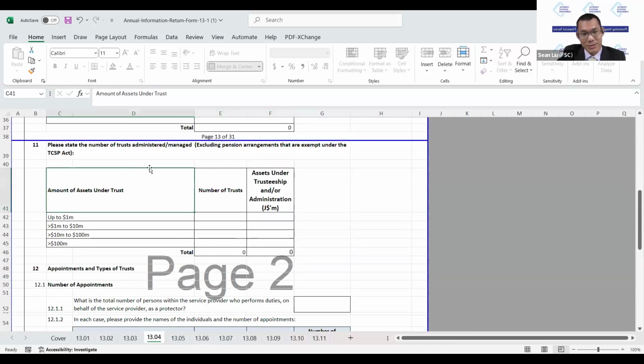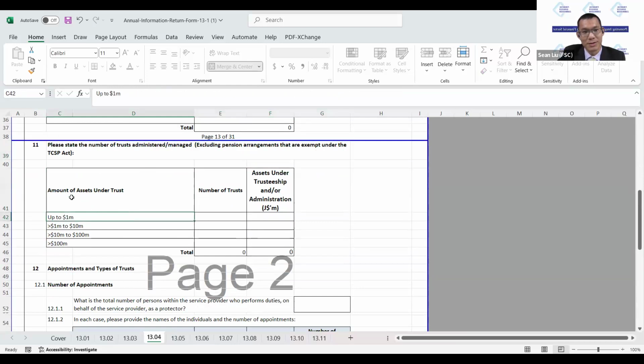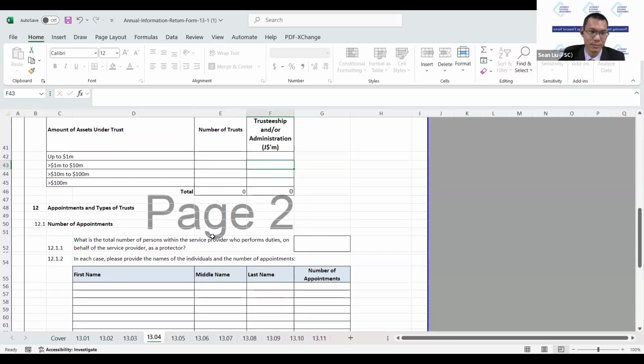We will also ask you to break down the number of trusts based on the assets held in the trust. So if you have, let's say, 4 trusts that have up to just $1 million each, you just put the number of trusts in here and you list the combined total. If you have trusts that exceed 1 million but do not exceed 10 million, you put the number here and the cumulative figure here, and so on and so forth.